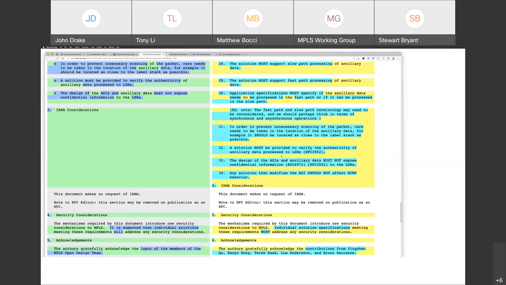I don't think I'm passing with this. My fear is that if we don't have some text around this, we're going to fall as soon as the security area sees it. Okay. It has never been secure. You pointed to the IOAM example. So, yeah.